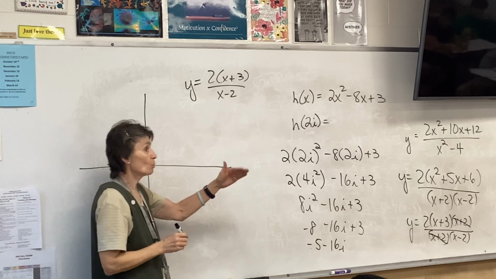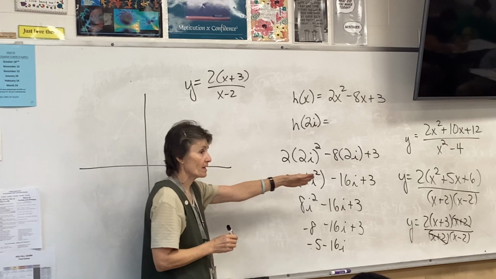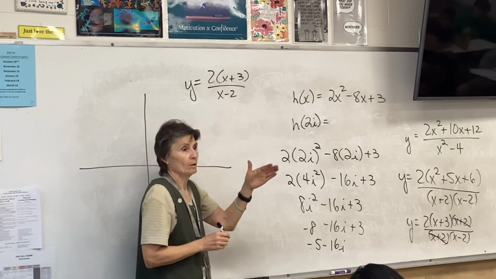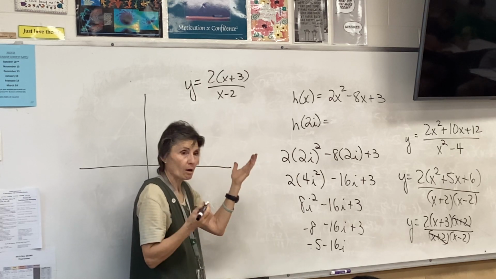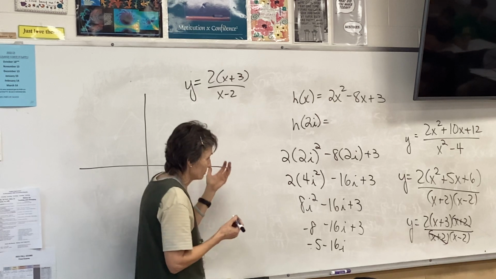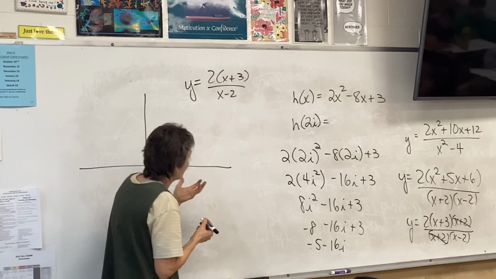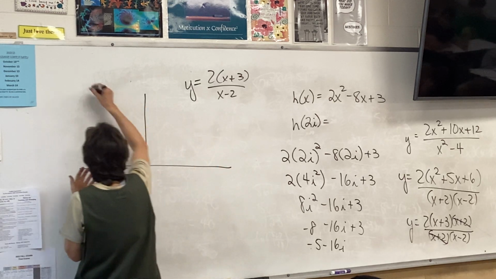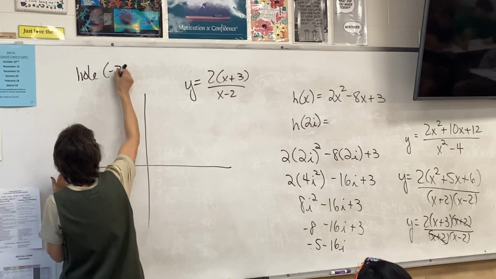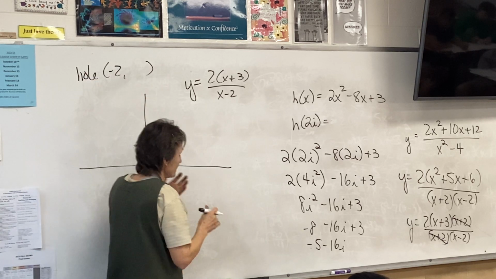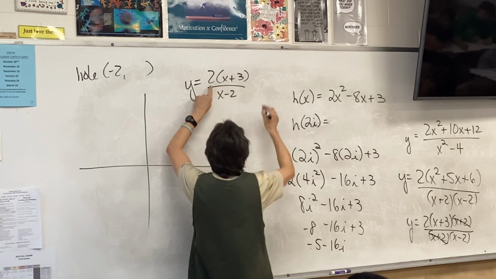So a multiple choice question could be, okay, here's your thing, where's the hole? All right, where is the hole? Well, it's going to be where x is negative 2 and y is where? I have to put in negative 2.